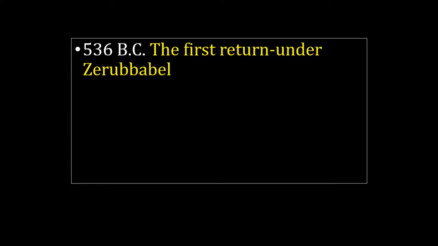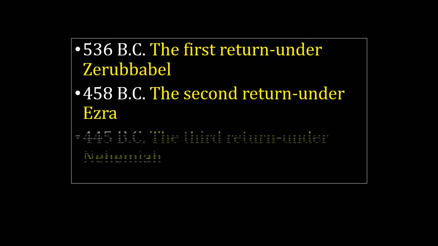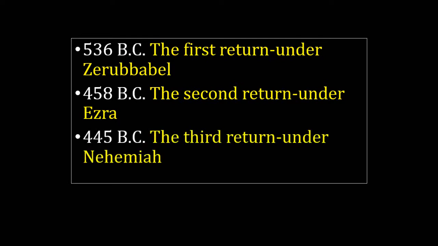But we have three waves of return. We have 536 BC was the first return under Zerubbabel, 458 BC, the second return under Ezra, and then 445 BC, the third return under Nehemiah. The first return in 536 BC had to do with Cyrus. The next two returns, the second and the third, were under Artaxerxes. It's amazing how God uses foreign unbelieving powers to fulfill His work. And not only that, but to provide for His people.